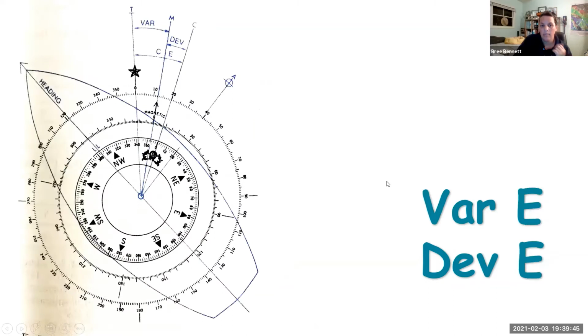Okay, we're going to go through a few examples of these. Again, this is going to be for variation east and deviation east. So we have our true North Pole, and our magnetic North Pole is to the right. It's towards the east. And then our ship's compass, or boat's heading, is even further to the east. So our variation and deviation are both easterly in this example.